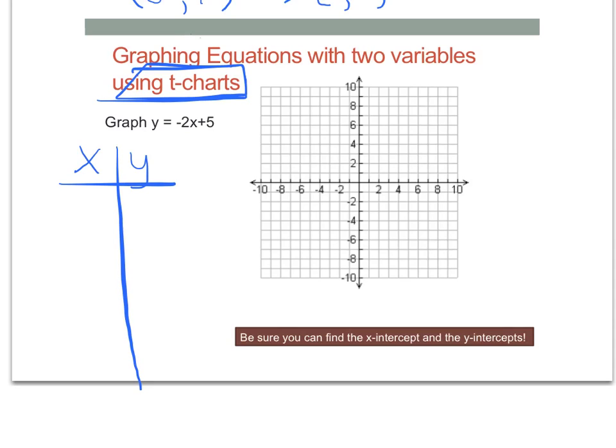So how does this work? Well, the first point is pretty random. I mean, you pick any number you want for x. So I'm going to pick x is 2. And then you find the corresponding y value. How do you do that?